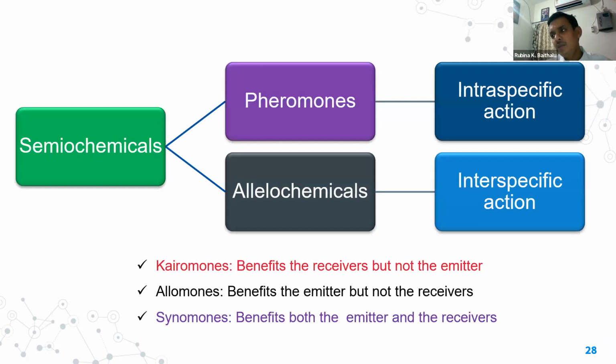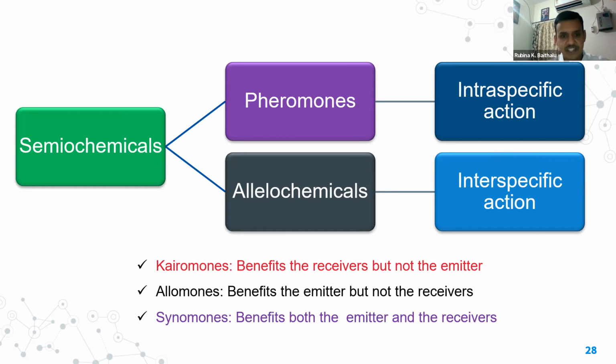So these are the different types of ethnoveterinary practices that are being practiced for the control of the tick population. Now the another aspect is semiochemicals. These are the chemicals which are secreted by the ticks for communicating intraspecies or interspecies. So these are again divided into pheromones and allelochemicals. Pheromones are mostly for intraspecific action and allelochemicals for interspecific action. So this is the major area of research people are doing for the control of the tick population.